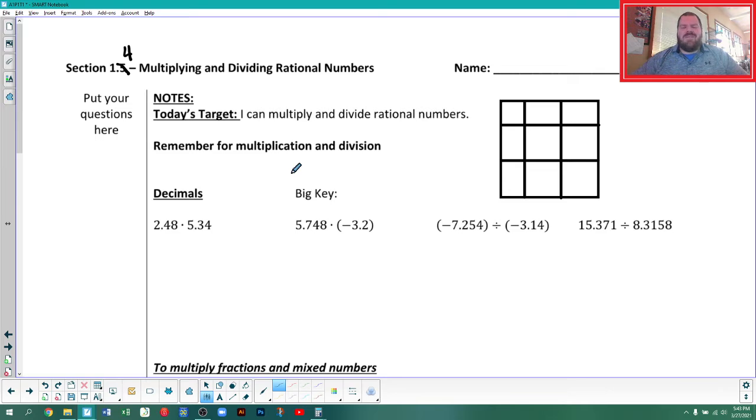And today we're going to be talking about multiplying and dividing rational numbers. So we've talked about adding and subtracting. Now we're going to talk about multiplying and dividing. Something to remember for multiplication and division, and you don't have this on your paper, you're going to want to somehow create it. For multiplication and division, we're talking about the signs. If I have negatives and positives involved, I want to talk about what the sign of the answer is going to be.